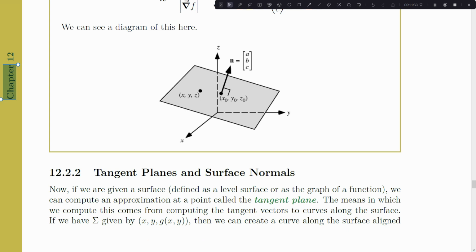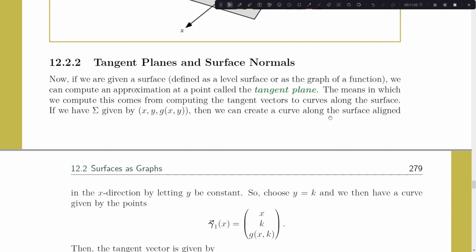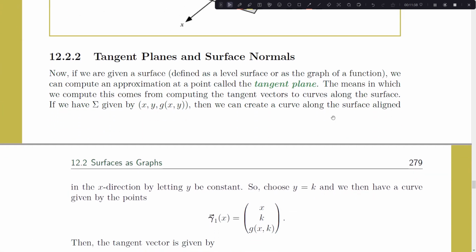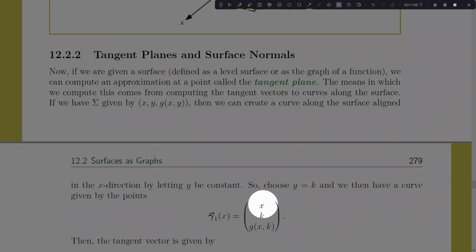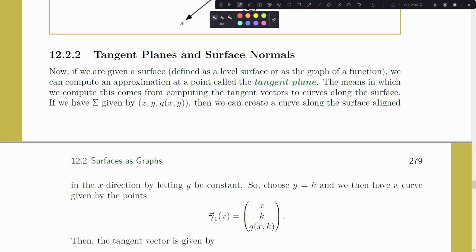Then we can compute the plane which goes through that surface by computing the following. So we're going to compute a curve which is parameterized by x now. So the curve cares about the x coordinate. The y coordinate has been fixed, okay? So the y coordinate's been fixed. Recall this is x, y, z. x and y are themselves. z is g of x, y.